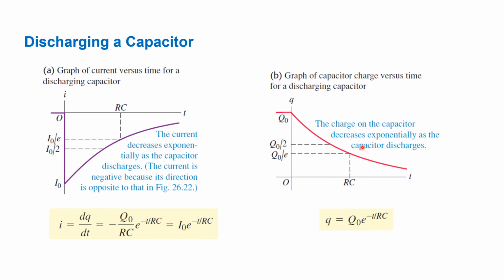On the other hand, you have here the graph of the capacitor charge versus time for discharging the capacitor. At time equals 0, your Q jumps to Q naught, the maximum charge, because at this point your capacitor is still fully charged. And the charge in the capacitor decreases exponentially as the capacitor discharges. This graph can be represented by this equation: Q is equal to Q naught e to the negative t over RC. So it's exponentially decreasing because, again, of this exponential term here.